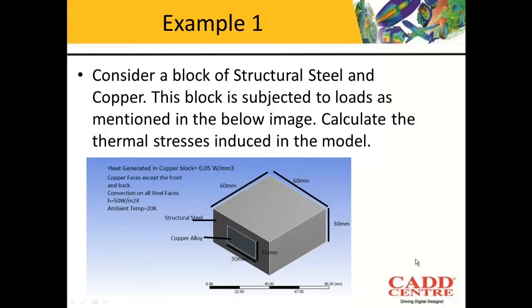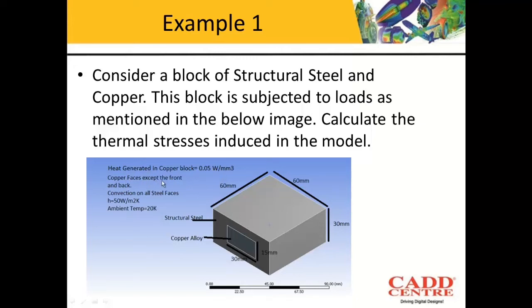To understand thermal stresses, we will take an example of two blocks. As you see in the figure, we have two blocks made up of structural steel and copper alloy. The copper alloy is generating heat whose capacity is 0.05 watt per millimeter cube, because heat is always generated inside a volume, not on an area. So the heat generated inside the copper block is 0.05 watt per millimeter cube.